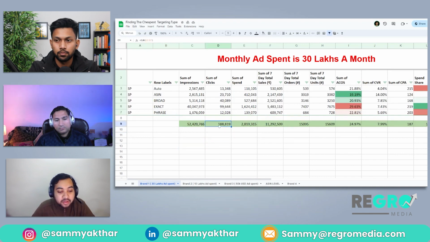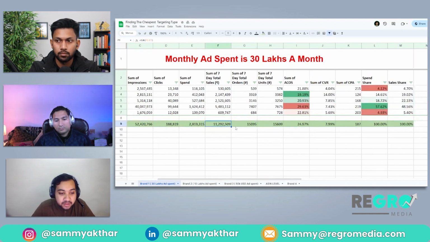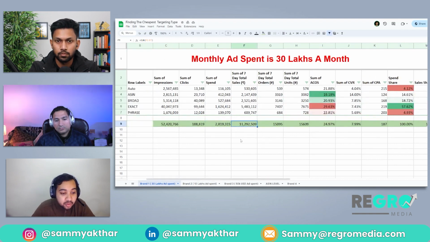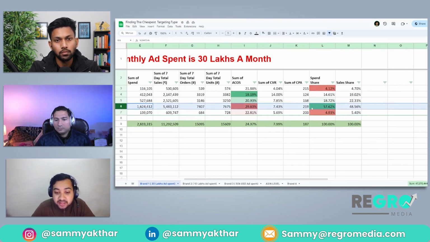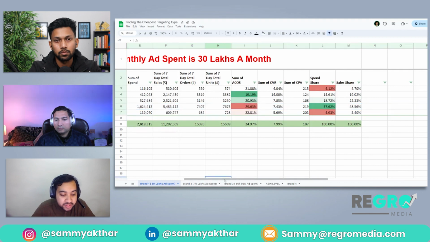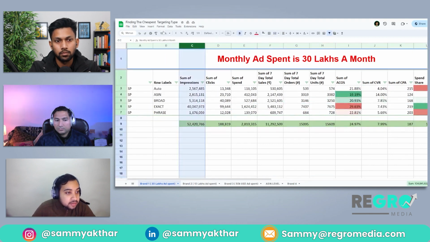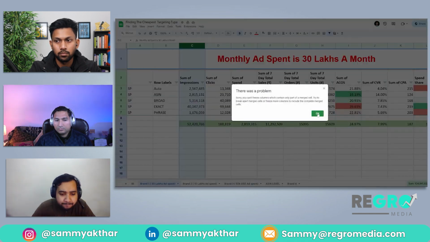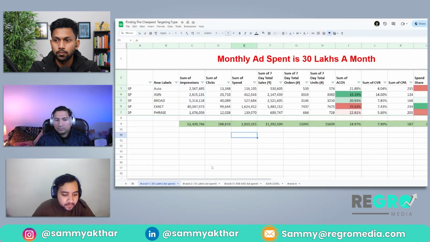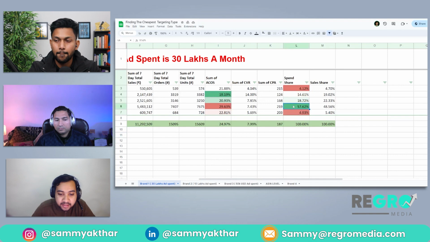We can see that we have around 188,000 clicks. The total spend is around 28 lakh. Sales is 11 million. If we talk about the distribution of spend, let me show you the spend share. We can see that around 57% of our budget is being spent on just one single match type, that is exact match type. We can see that the majority of the budget is being spent on exact match type.